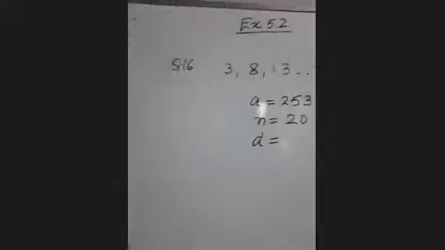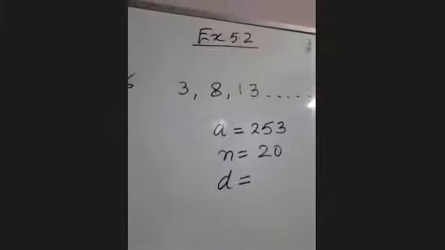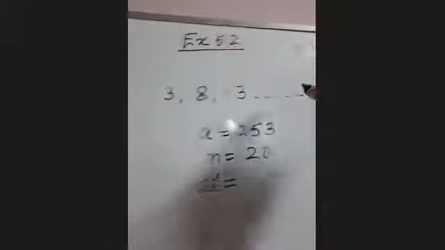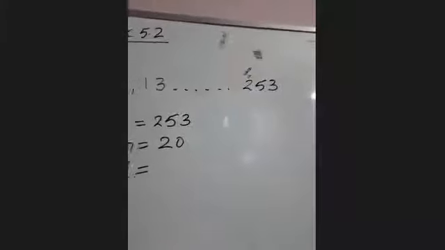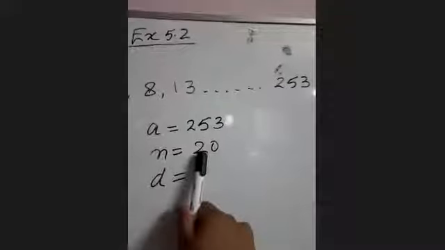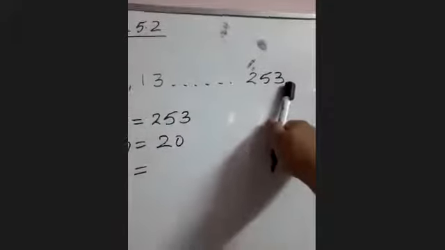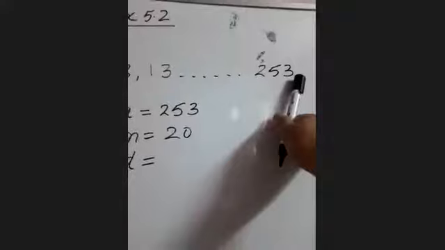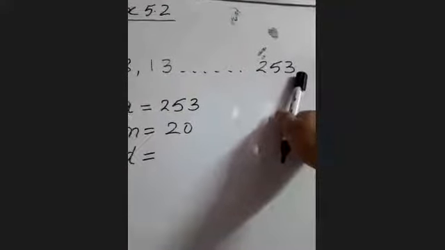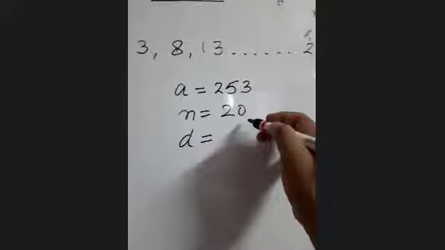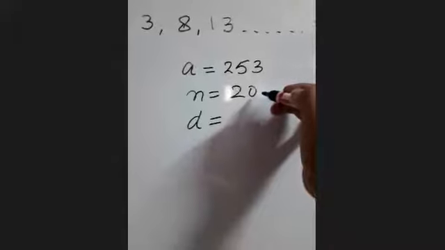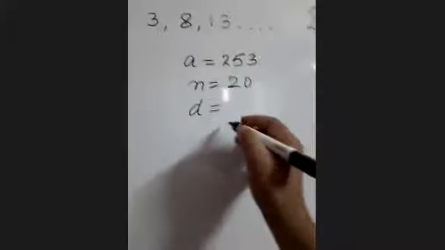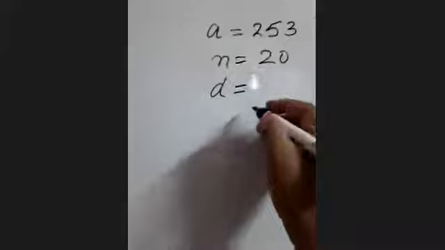So in question number 16, we have been given an AP which is 3, 8, 13, and the last term is 253. We have been asked to find the 20th term from the last term. So when we need to find the 20th term from the last term, then the last term will become the first term. So A is 253, N is 20, because the question asks for the 20th term. Now we need to find the common difference.